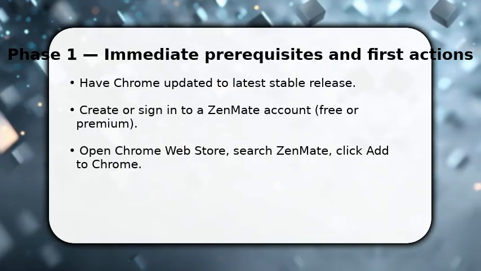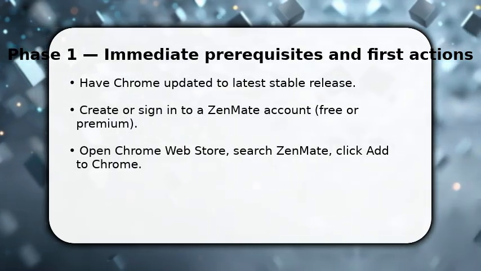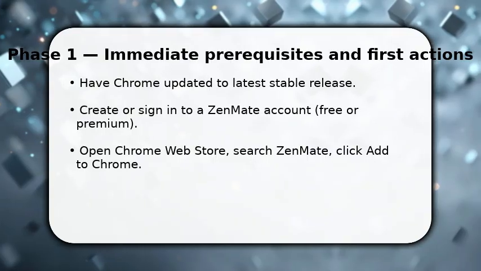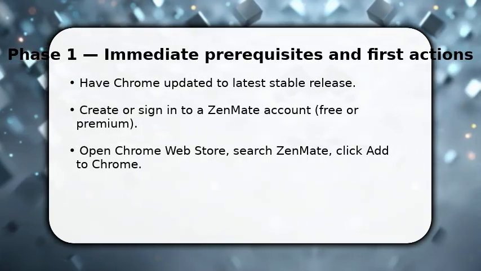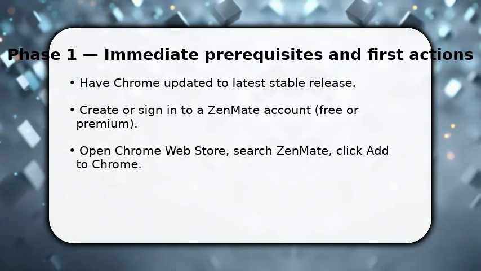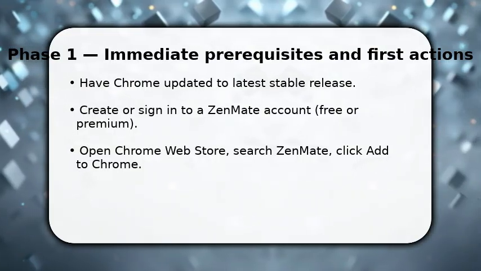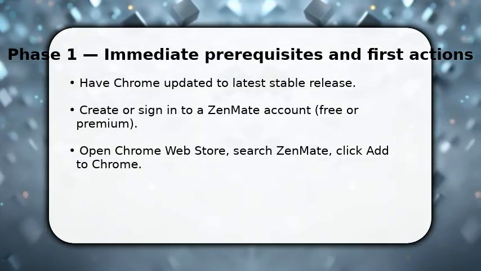Once done, pin the extension to the toolbar for quick access and make sure you grant any prompted permissions. This enables the extension to manage connections and route traffic. These are the first actionable steps to start using Zenmate on Chrome now.